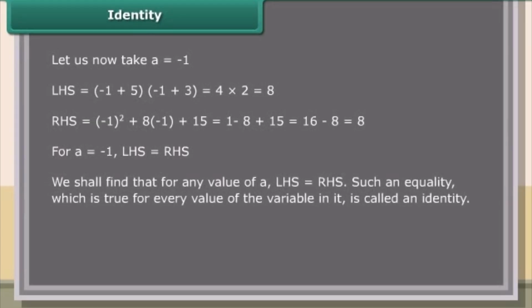We shall find that for any value of a, LHS is equal to RHS. Such an equality, which is true for every value of the variable in it, is called an identity. Thus, (a plus 5) into (a plus 3) is equal to a squared plus 8a plus 15 is an identity.